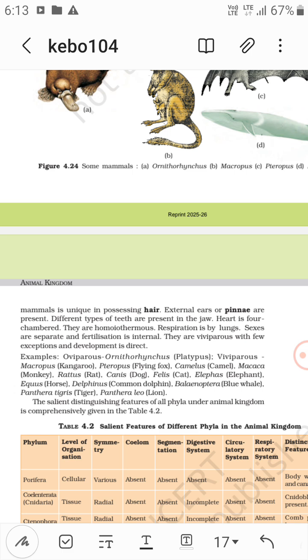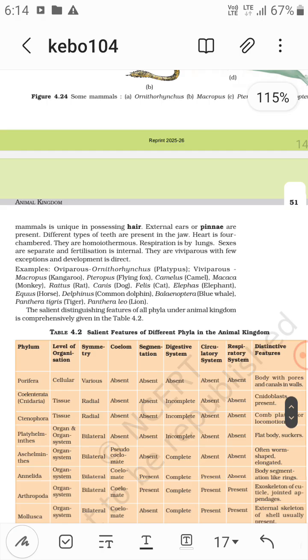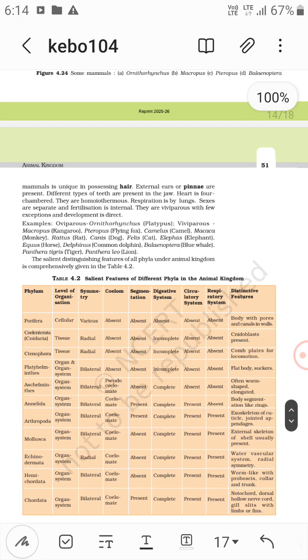Then Pteropus, that is flying fox. Camelus, that is camel. Macaca, that is monkey. Rattus, rat. Canis, dog. Felis, cat. Elephas, that is elephant. Equus, horse. Delphinus, that is common dolphin. Balaenoptera, that is blue whale. Panthera tigris, that is tiger. Panthera leo, that is lion. So this is all of it.